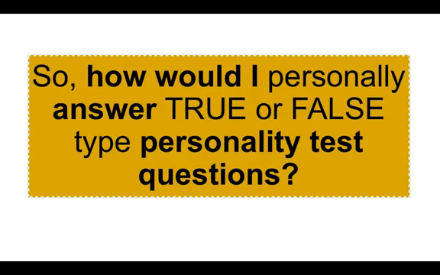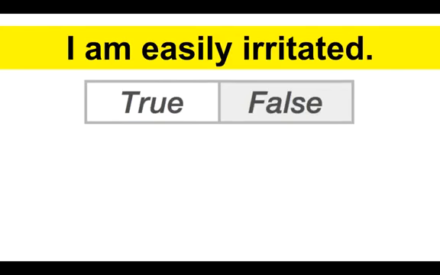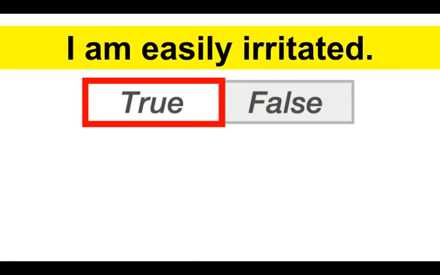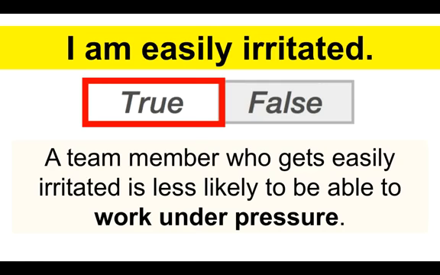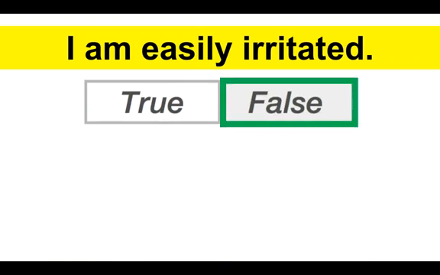So how would I personally answer true or false type personality test questions? I am easily irritated. I have to be honest, I do get easily irritated at times, but that would not be the way to answer it, because a team member who gets easily irritated is less likely to be able to work under pressure. So I would answer that as false. Okay, that's how I would answer it, because I'm not thinking to myself, so, I get easily irritated, let's tell them that. I am putting myself in the shoes of the hiring manager. And a lot of people will say, that's wrong, you shouldn't do that. And I respect that totally. But this is how I tackle personality test questions.